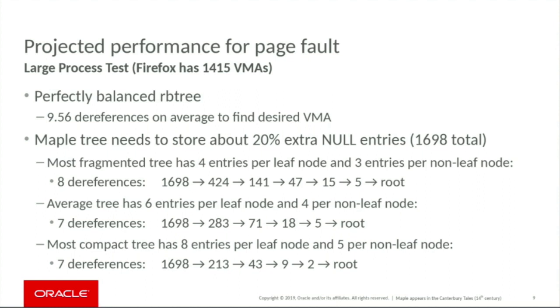So there's a 1 in 1,400 chance that you find it in the first VMA. There is a 2 in 1,400 chance you find it after looking at the second level of the tree, et cetera, et cetera, et cetera. So the maple tree actually needs to store null entries.